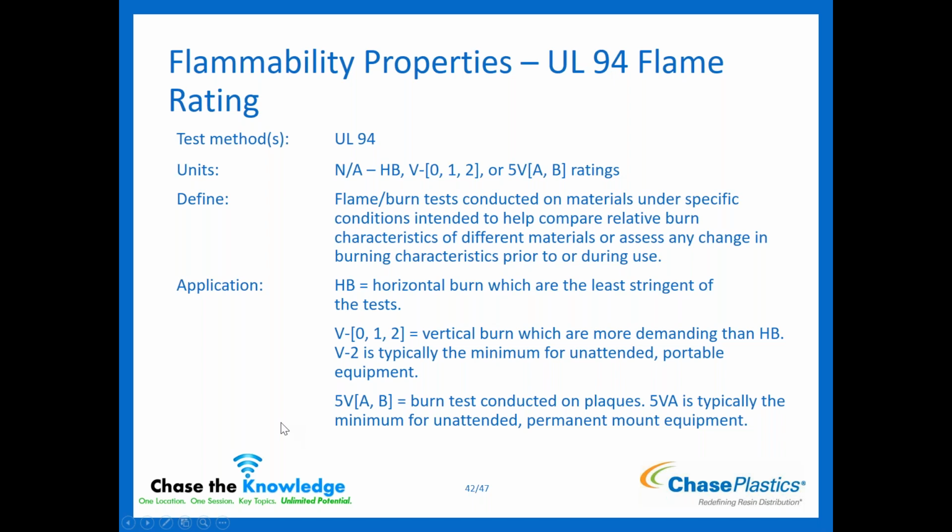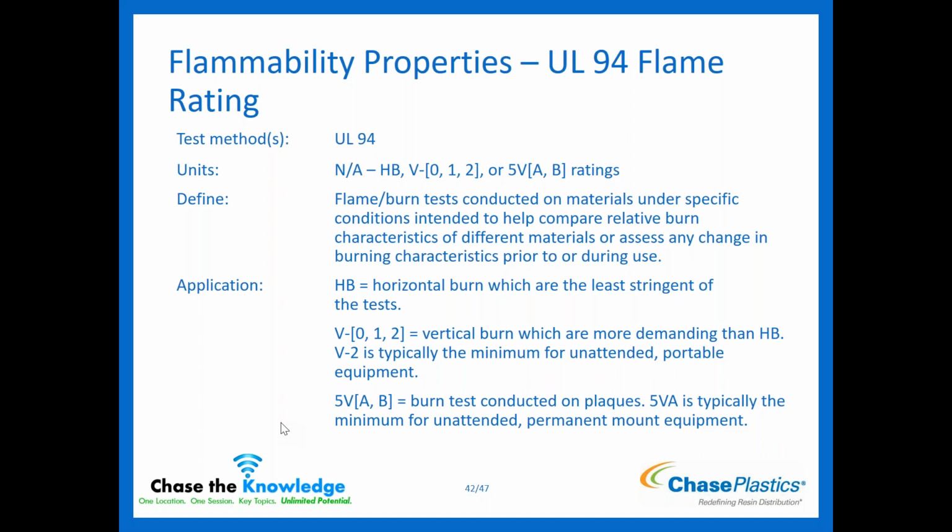And so we talked about HB a little bit, so let's maybe dive into that a little bit for your flame ratings. So this is through UL 94, similar to your RTIs, also a UL test. So what do these all mean? They're flame and burn tests conducted on materials under specific conditions to compare them to relative burn characteristics of those materials. So you'll see a whole bunch of them spanning from HB to 5VA, 5VB on data sheets.